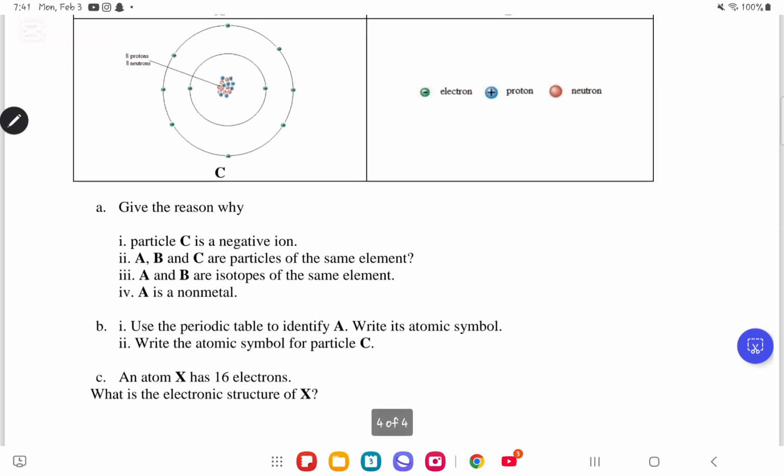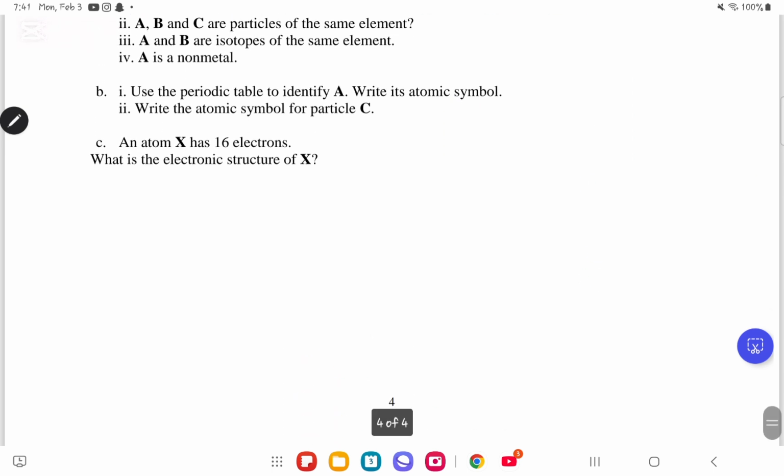Now in part B, use the periodic table to identify A, write its atomic symbol. So by looking at the periodic table, you will see that it is oxygen, 8, and it has a mass number of 16. Now the atomic number for particle C is very simply O2 minus, so it's the same. It's oxygen, 8 protons, and then 8 neutrons, so 8 plus 8, 16 mass number, but because they have 2 extra electrons, it's going to be 2 minus.